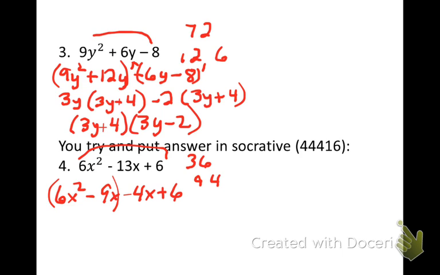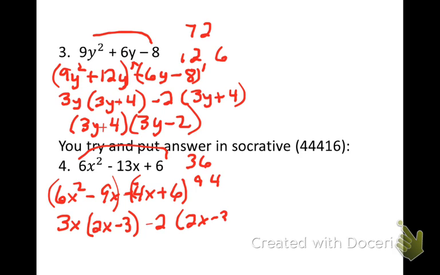So when I group, remember this becomes plus negative. Sorry, I didn't make that very well. I have a 3x in common, leaving me 2x minus 3. Here, what happens if I factor out a negative 2, I'm going to be left with 2x minus 3. So my 2x minus 3 is in common, factoring it out, leaving me with 3x minus 2.